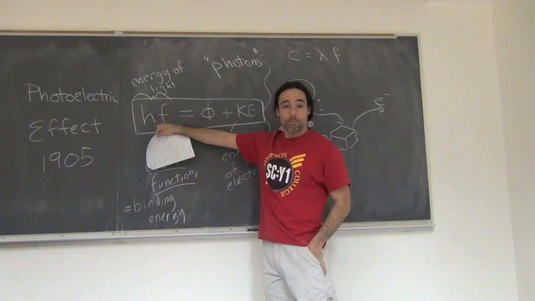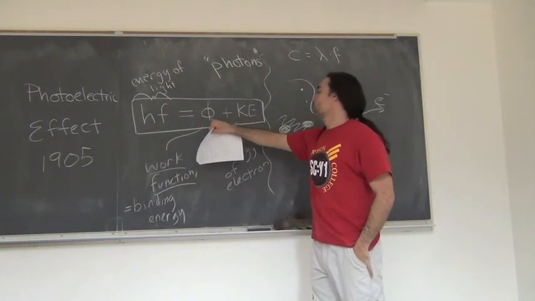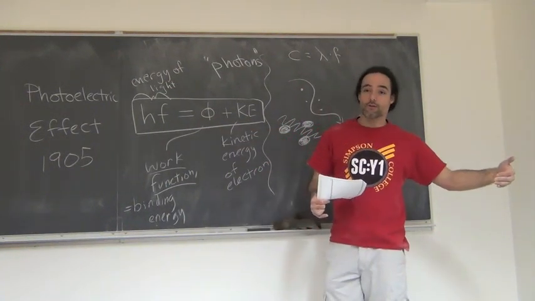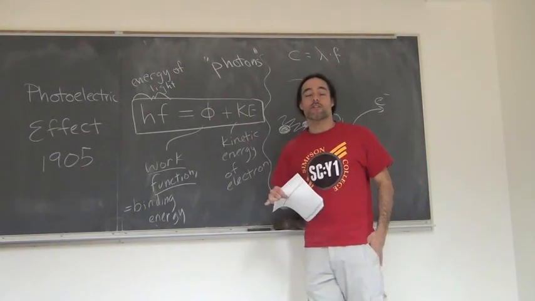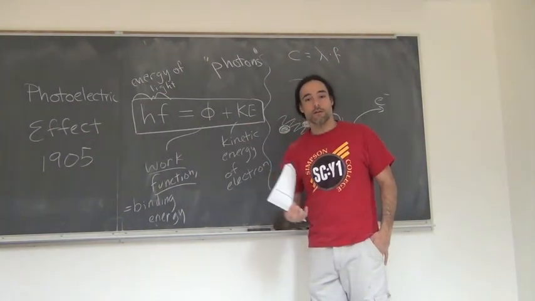This is the energy of a single particle of light. That energy goes into partly pulling the electron out in the first place, and any energy that's left over goes into the kinetic energy of the electron.